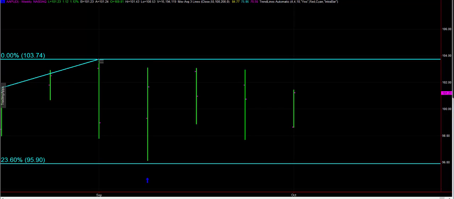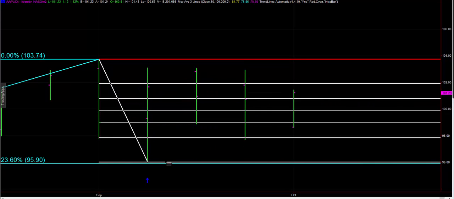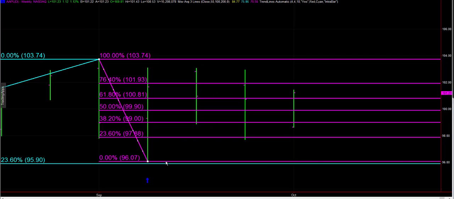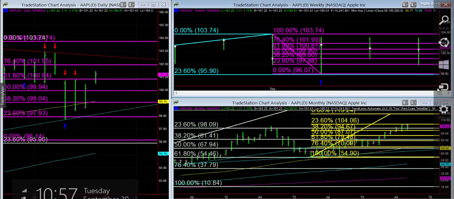However, we want to get a better look at exactly how technical Apple has been trading. We're going to go ahead and look at some important range over the past several weeks. When we do so, we can see that last week's low in Apple was right around that 23.6% retracement of the 103.74 to 96.07 range. So even on weekly charts, Apple is taking some important cues there.